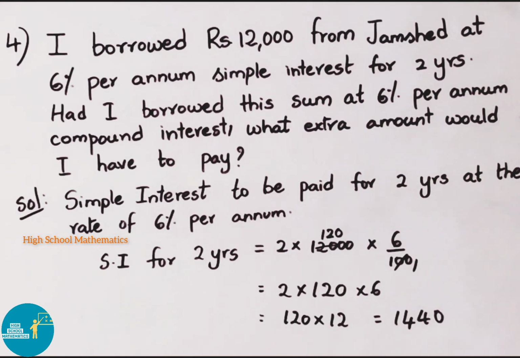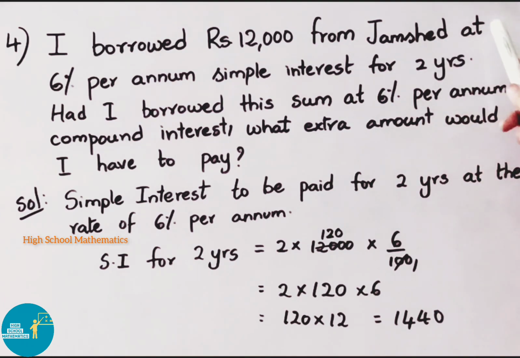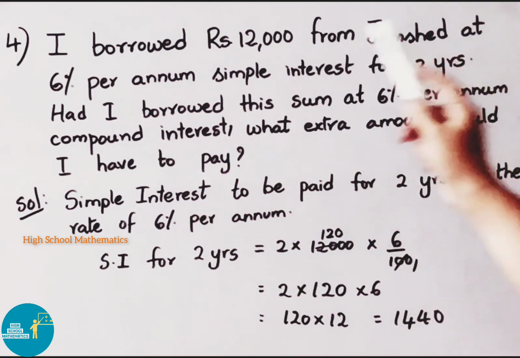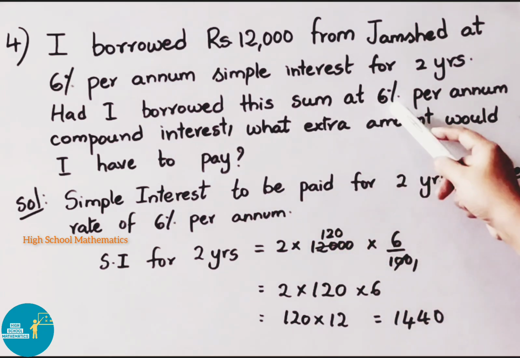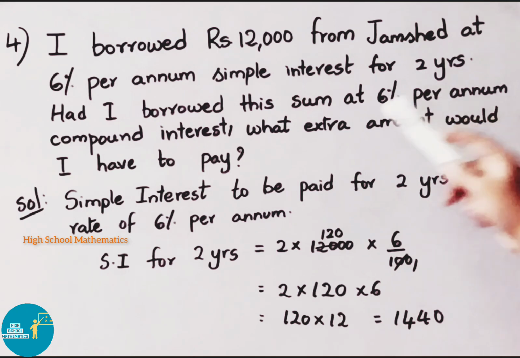See now question number 4. I borrowed 12,000 rupees from Jamshed at 6% per annum simple interest for 2 years. Had I borrowed this sum at 6% per annum compound interest, what extra amount would I have to pay? Now let us see the solution.